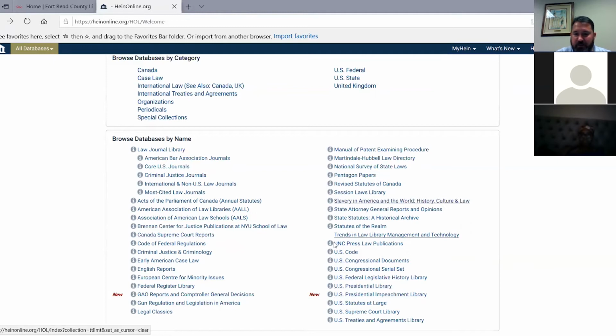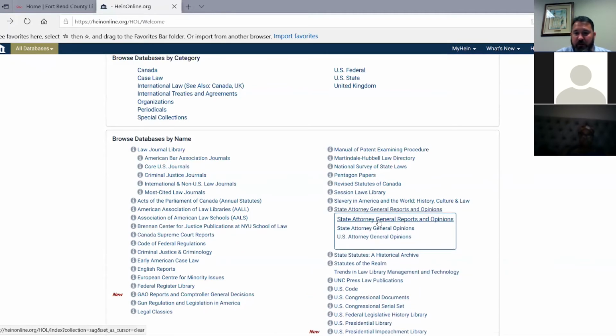There's obviously U.S. statutes that tie in with the Code of Federal Regulations. There's materials from the U.S. Supreme Court library, things related to U.S. treaties. Something that's also a little more practical from the practice of law side of things is the state attorney general reports. Each state has an attorney general who's an executive in the executive branch of the government.